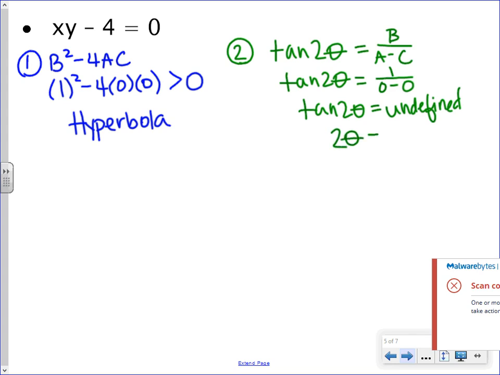So 2 theta is pi over 2, which means theta is pi over 4. And you're all smiling because pi over 4 is probably the best angle out of the 3, right? Yes. Okay.